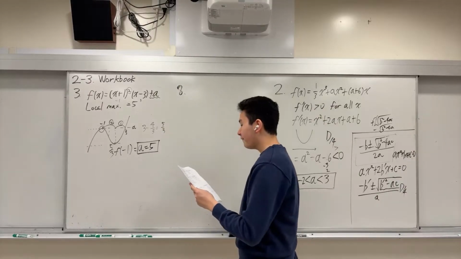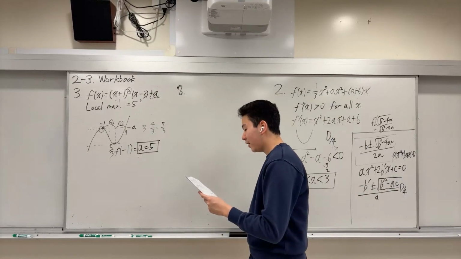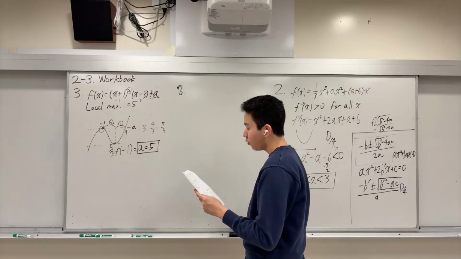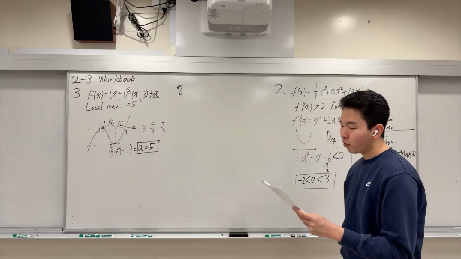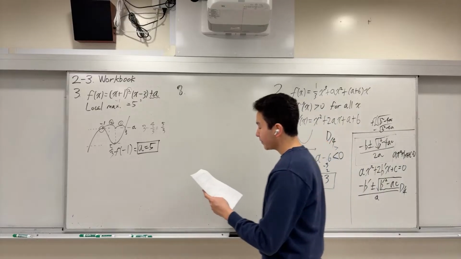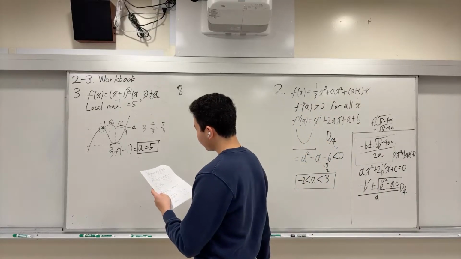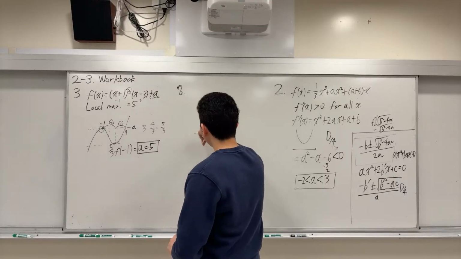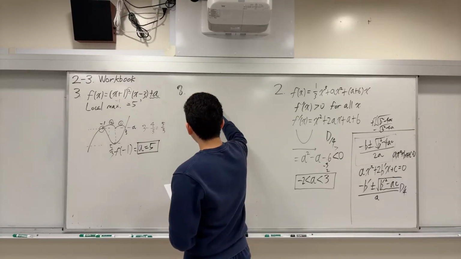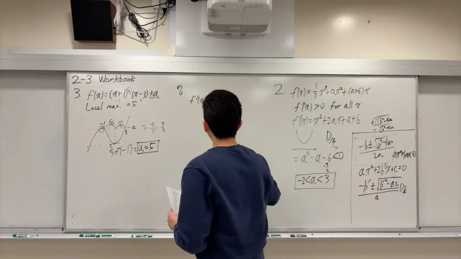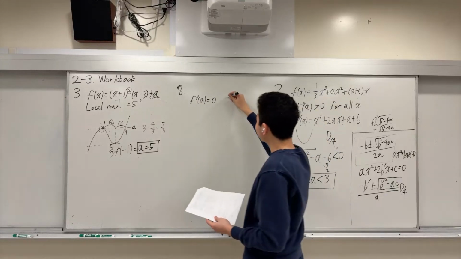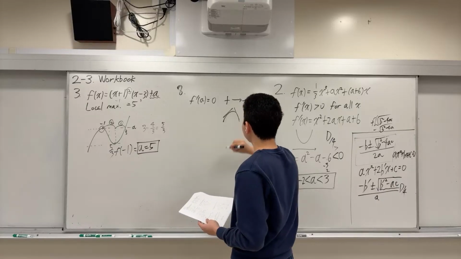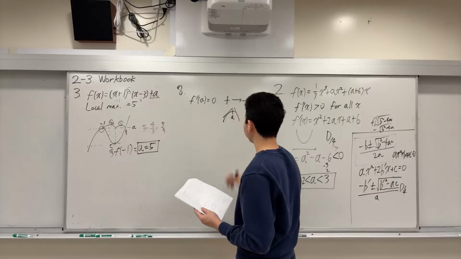Okay, a differentiable function f of x has a local maximum value b at x equals a. Find the equation of the tangent line to the curve y equals x f(x) at the point where x equals a. Okay, so it has a local maximum b at x equals a. So f prime of a, first of all, has to be 0, right? And then its sign has to go from plus to minus, right? Because that's what a local maximum is. It goes from plus to minus around x equals a.